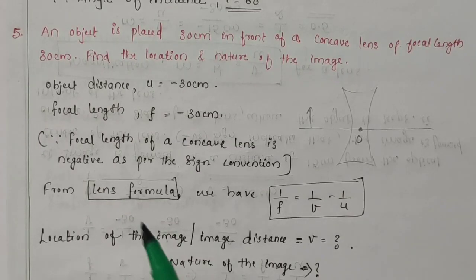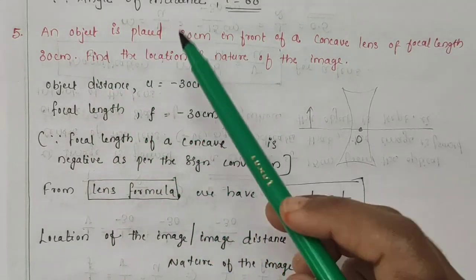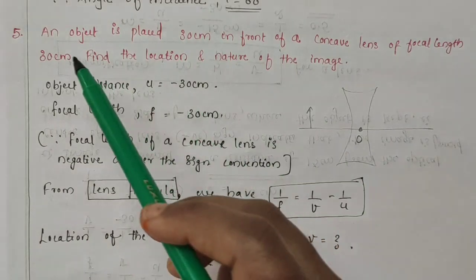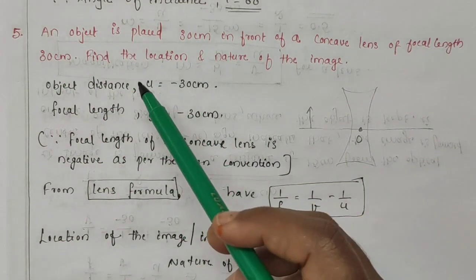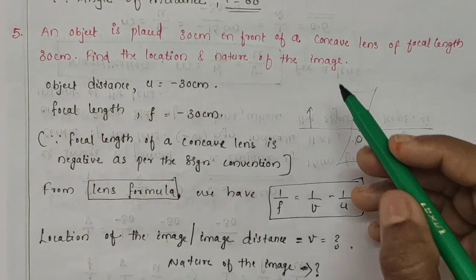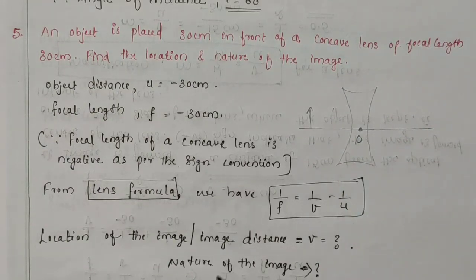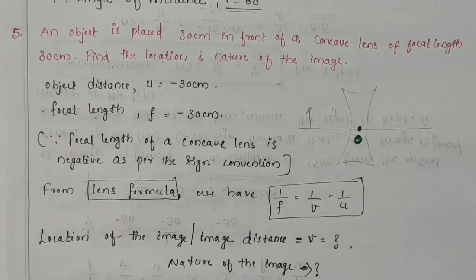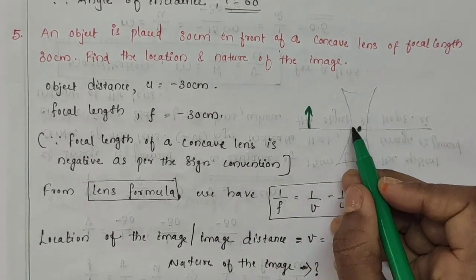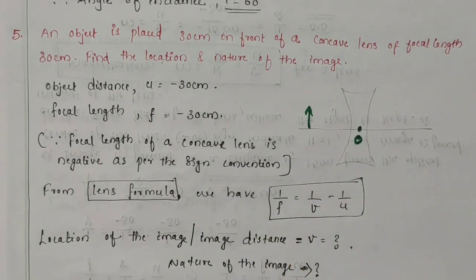Next question. An object is placed 30 centimeter in front of a concave lens of focal length 30 centimeter. Find the location and nature of the image. So here we have a concave lens. Let this be its optical center. Then the principal axis. The object is placed here, that is to the left of the optical center.